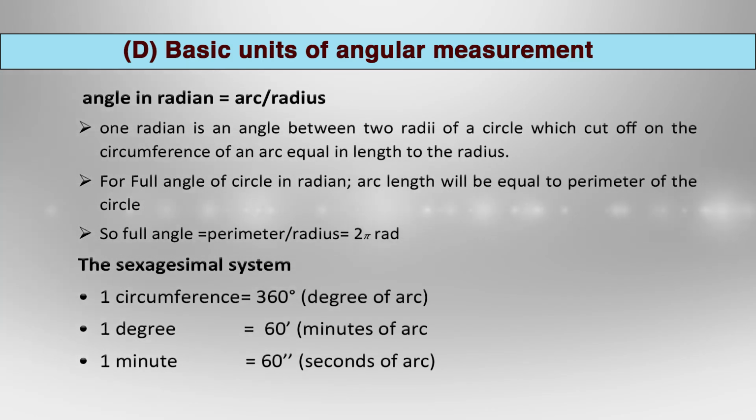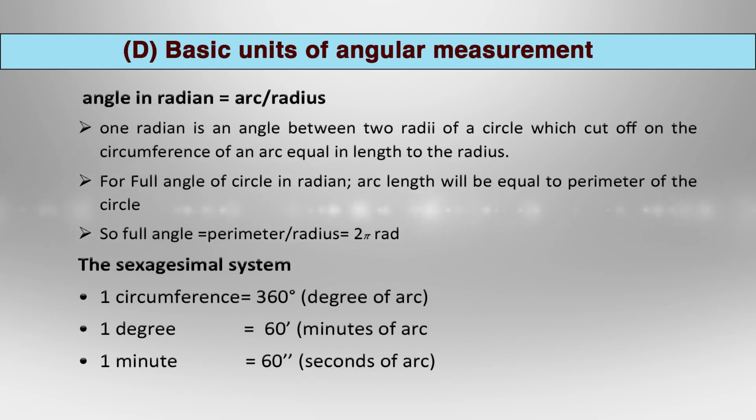But most surveying instruments are graduated according to sexagesimal system. Let's discuss about sexagesimal system. In sexagesimal system, one circumference is divided in 360 parts and the full angle of the circle is also divided in 360 parts, and each angle is considered as 1 degree. Then this 1 degree is further divided into 60 minutes and 1 minute is further divided in 60 seconds. So we can see that the full angle in degree will be 360 degree, 1 degree will be 60 minutes, 1 minute will be 60 seconds.